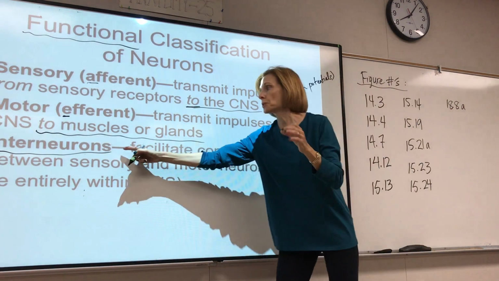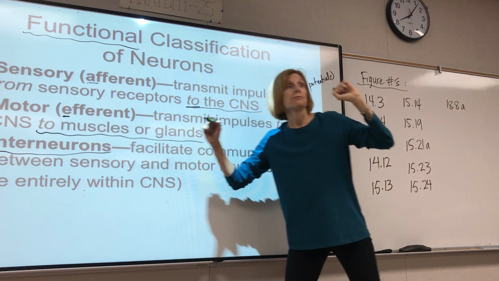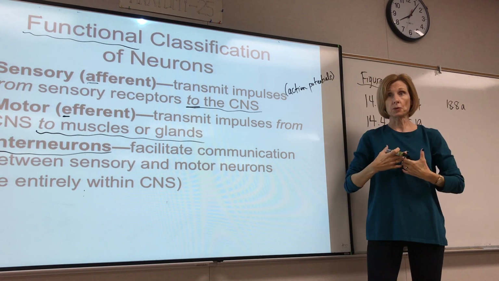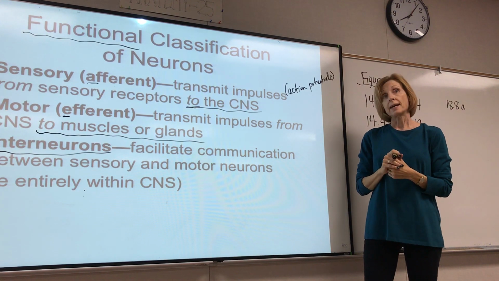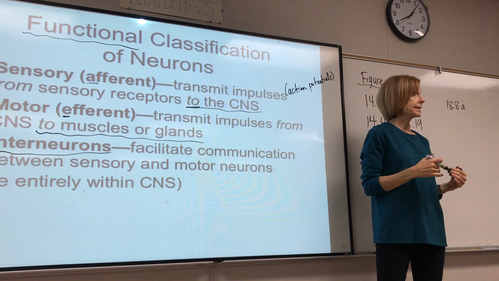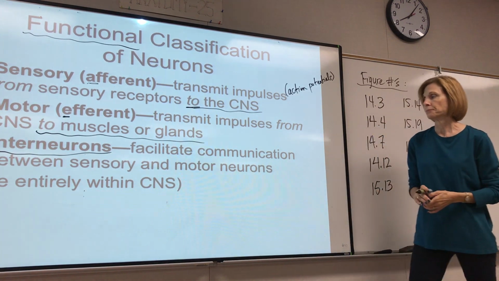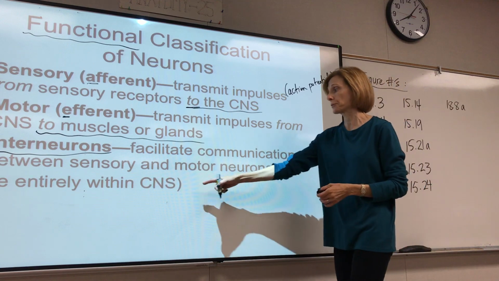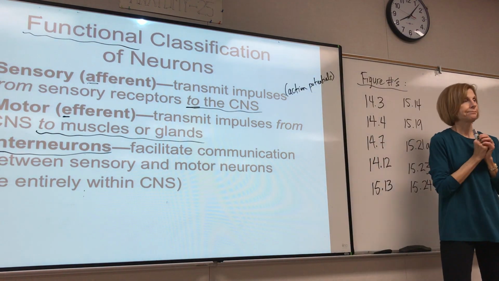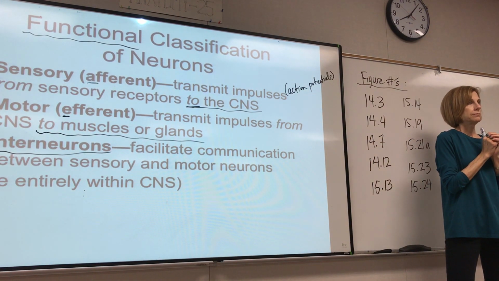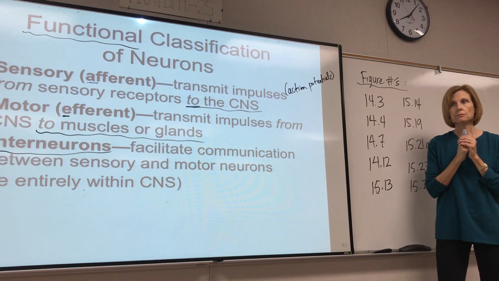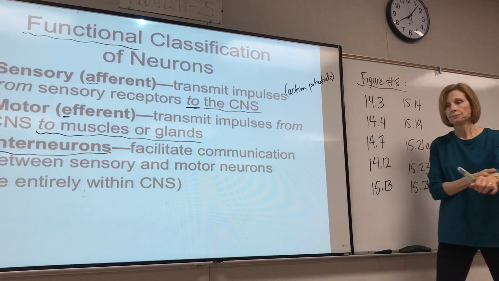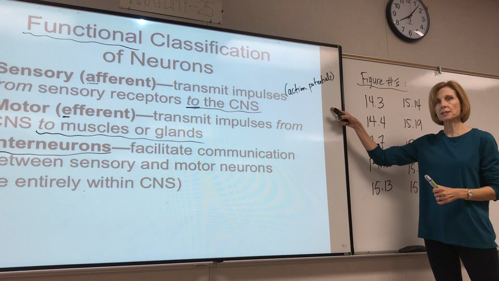So these are usually short neurons. They are entirely within the central nervous system, brain and spinal cord, and they allow different areas of the CNS to communicate with each other. Okay, so these are the three types based on their function. Let's talk about what these would look like. Questions on this before we go on?